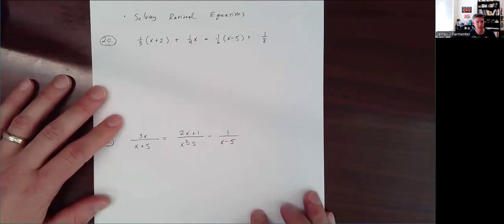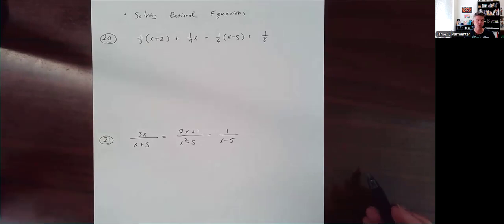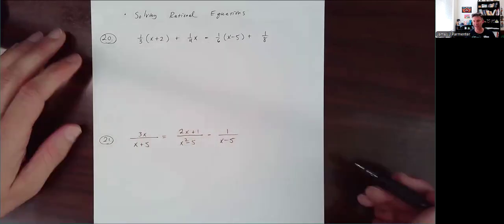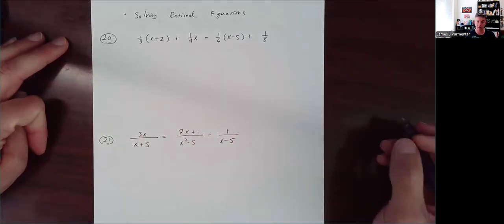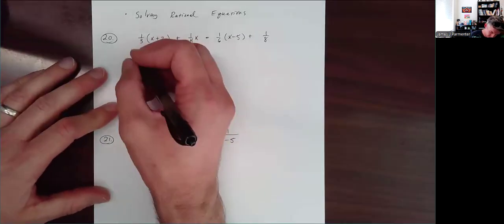Sorry. Solving rational equations. If we're solving a rational equation where we just have numbers in the denominator, the easiest way to deal with this is to multiply both sides by the least common denominator, or actually any common denominator, which in this case I believe is 24. So multiply everything by 24.